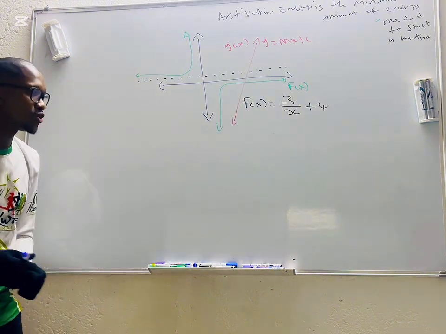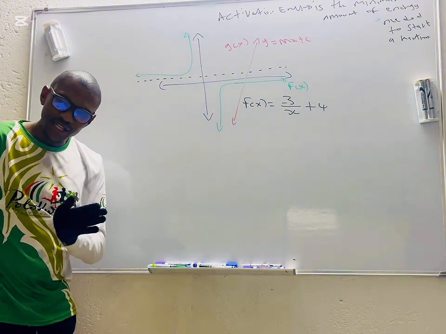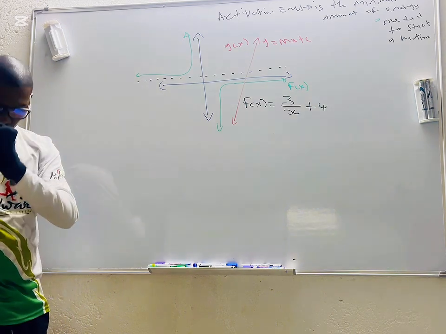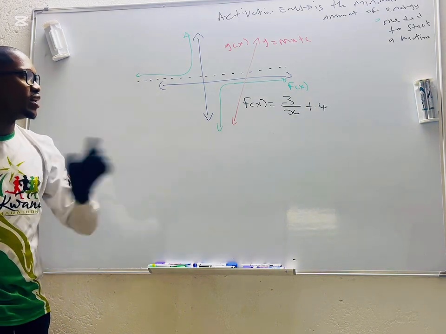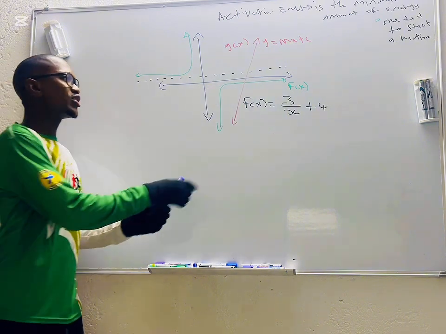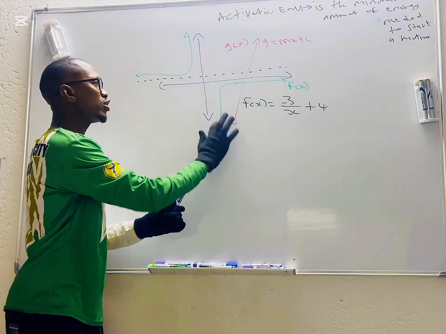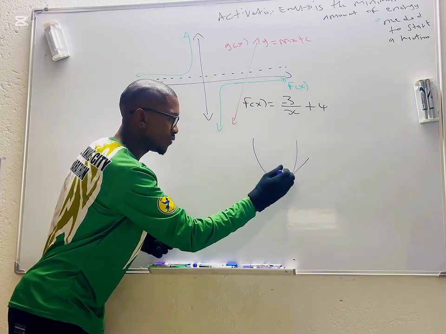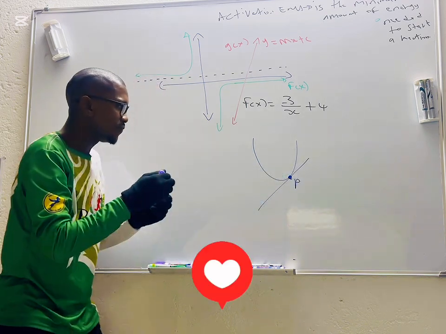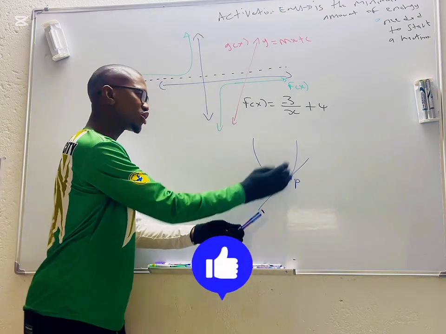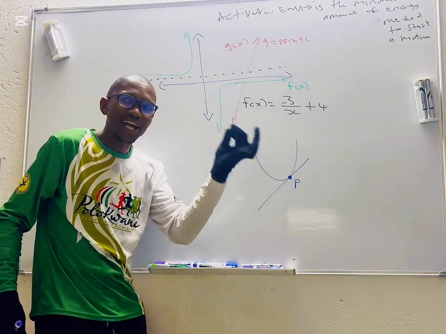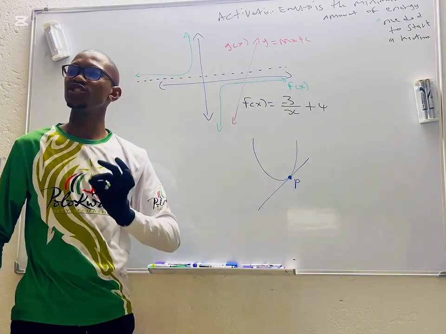So what is a tangent? We say that a tangent is a straight line that touches a curve or a graph at exactly one point. It could be a curve, maybe a graph like this, and then you have a line touching there. There's a point P there. You see, a straight line came and touched the curve at exactly one point. That kind of straight line, we call it a tangent.